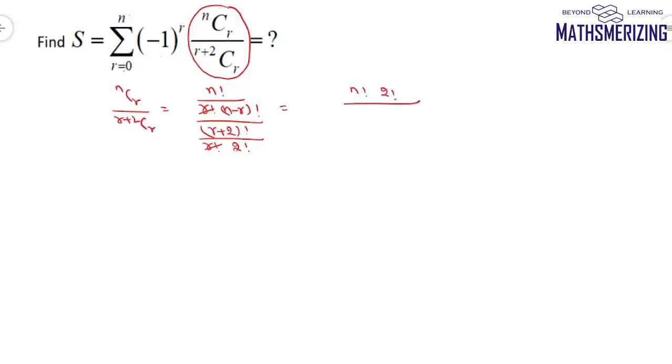and here I'll write factorial (r plus 2) and factorial (n minus r). Now since r got changed to r plus 2, I have to change this n to n plus 2. So what I'll do is, I'll multiply and divide it with (n plus 1) into (n plus 2).